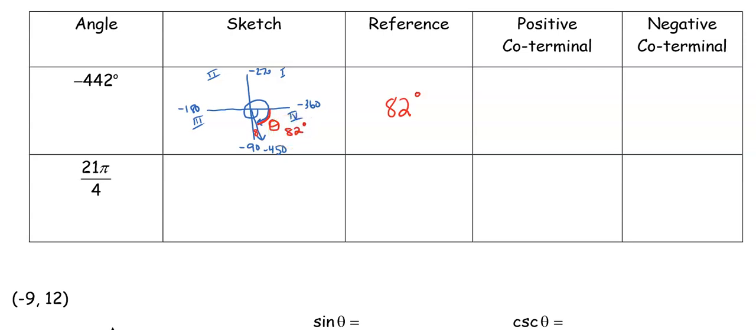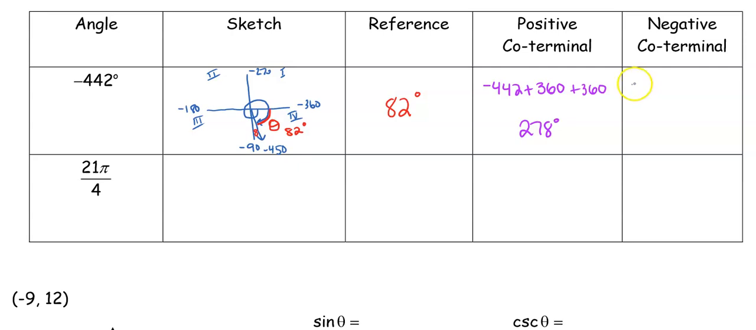The reference angle is always positive, whether the angle you're sketching is a positive or a negative angle. Our coterminals. For our positive coterminal, we want to keep on adding 360 until we get to a positive angle measure. So if I just add it one time, I'm still going to be negative. So I have to add 360 a second time. And when I add 360 a second time, I end up at a positive 278 degrees.